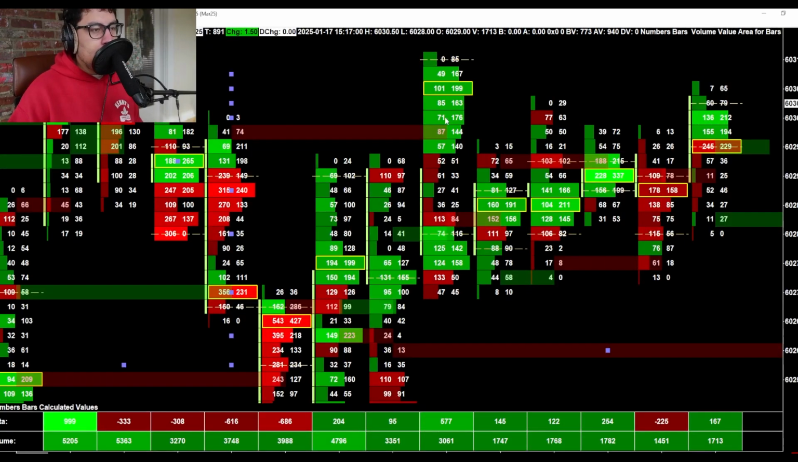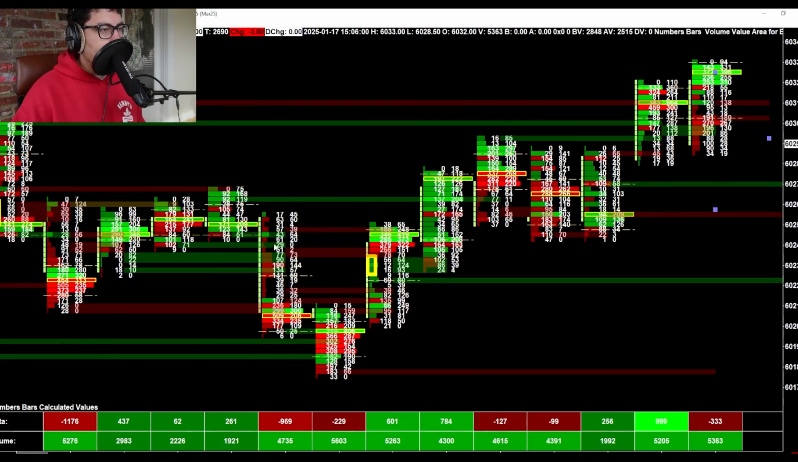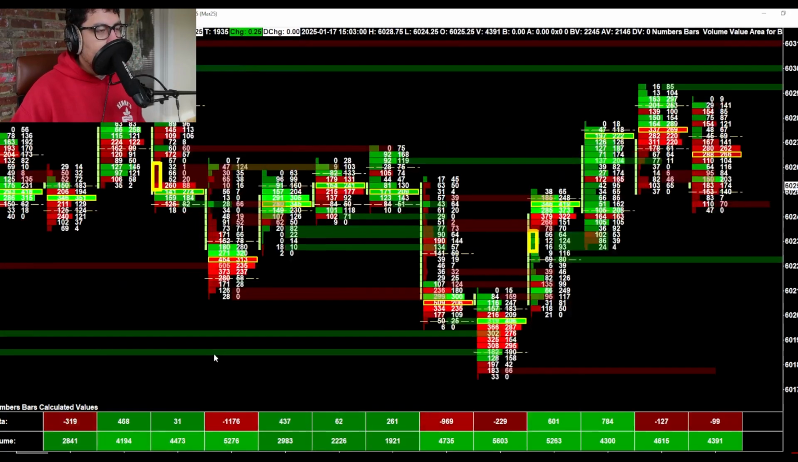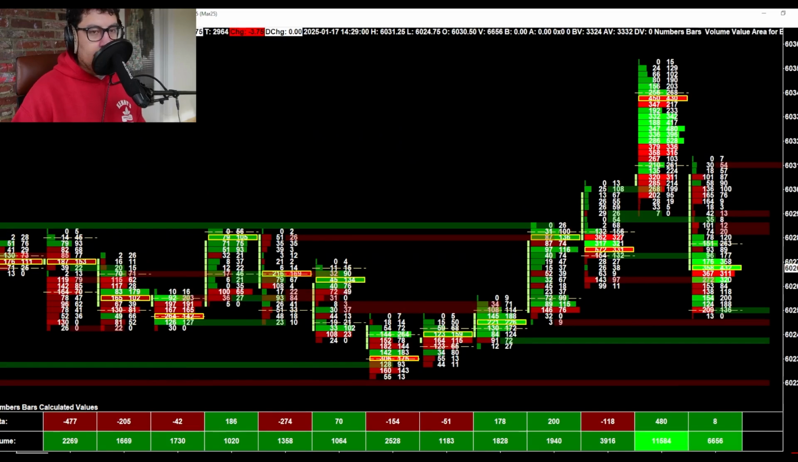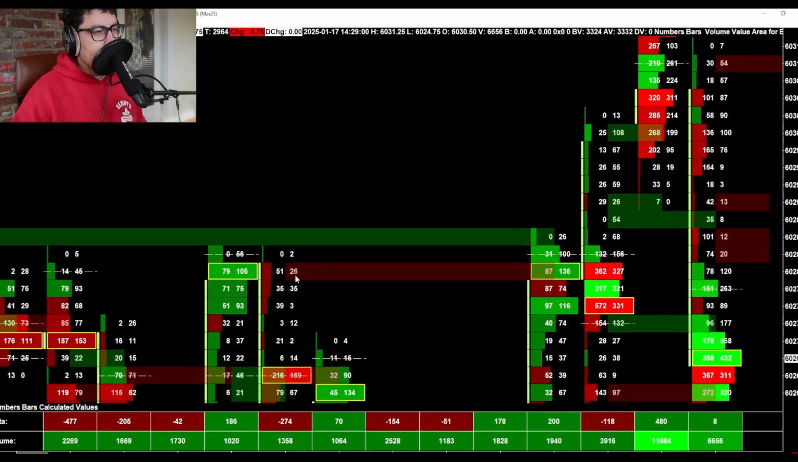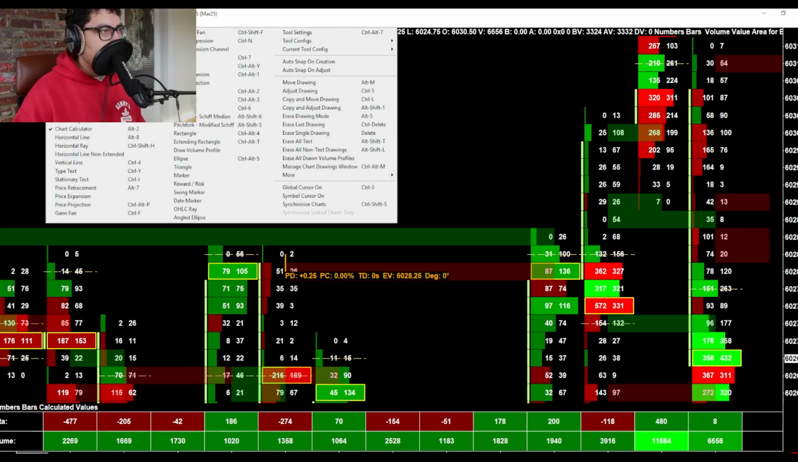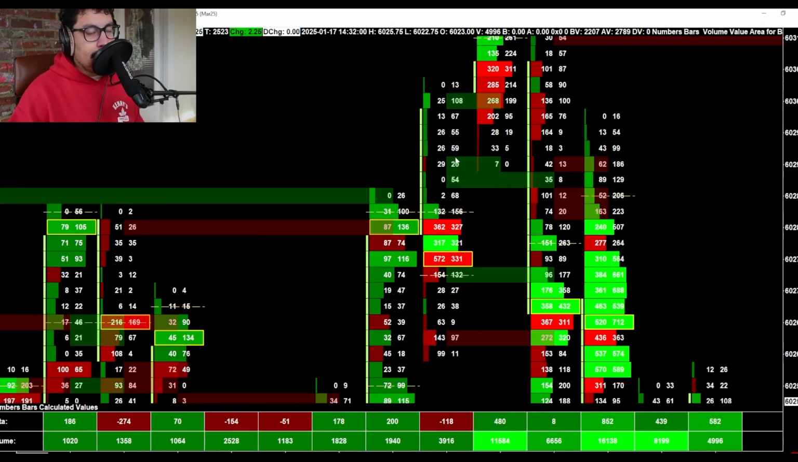And you can already see these red and green horizontal bars stretching across the screen. Those are areas where there were imbalances. So if we take a look, this red one was a sell imbalance because 51 is more than 4 times 2. Let's find another one here. There's 2, and this is a stacked imbalance.